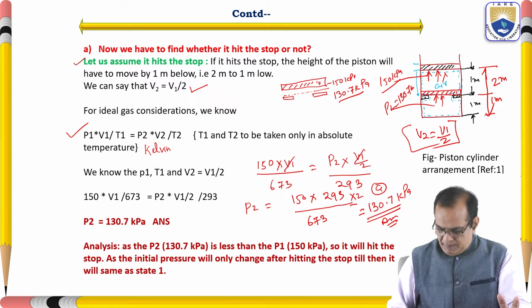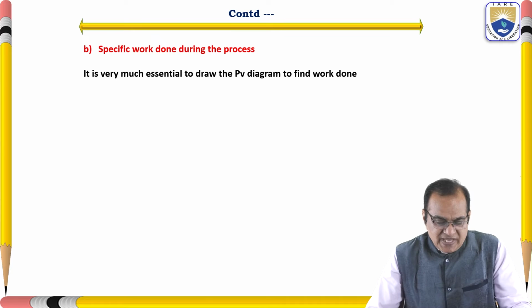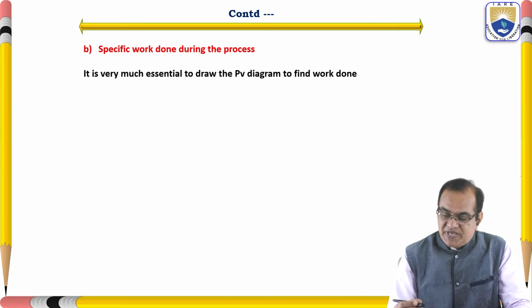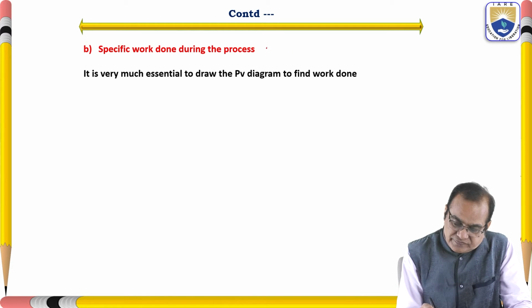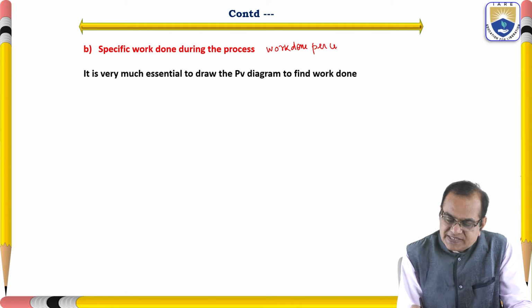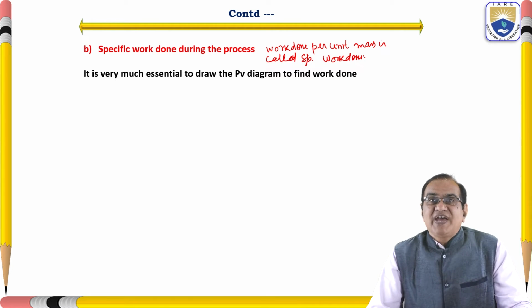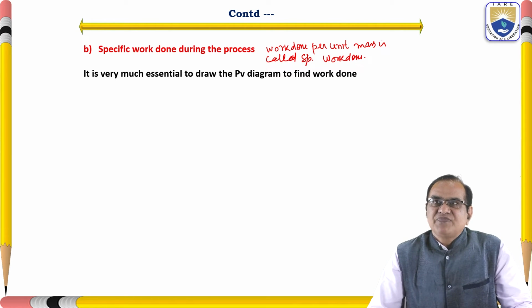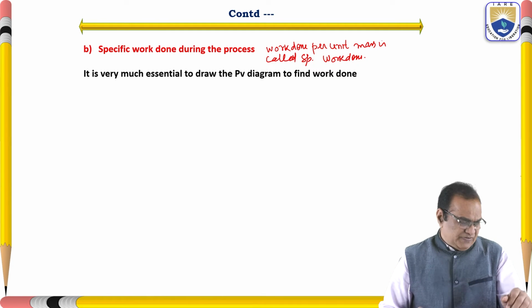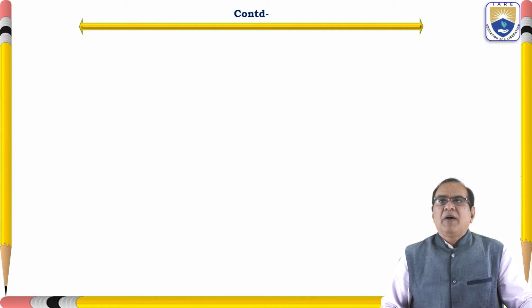Now I will go for part B, how to find the specific work done during the process. What is the specific work done? It means work done per unit mass. Work done per unit mass is called specific work done. That is the first thing. It is very much essential to draw the PV diagram to find the work done, so we have to see how to draw the PV diagram.